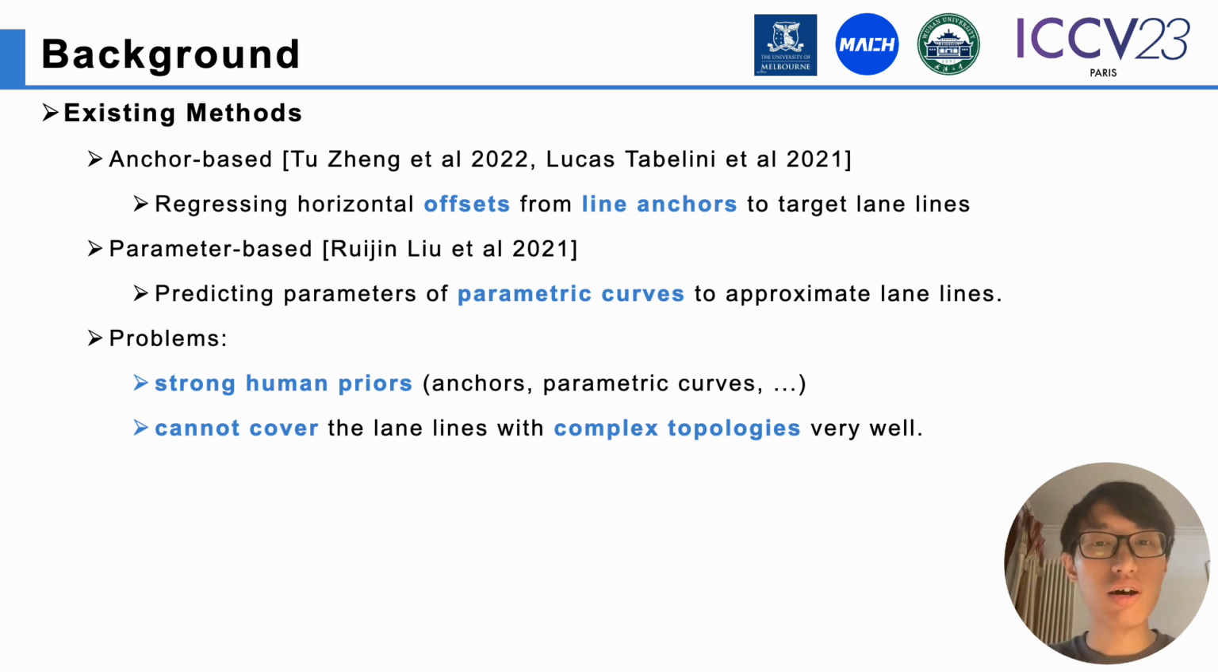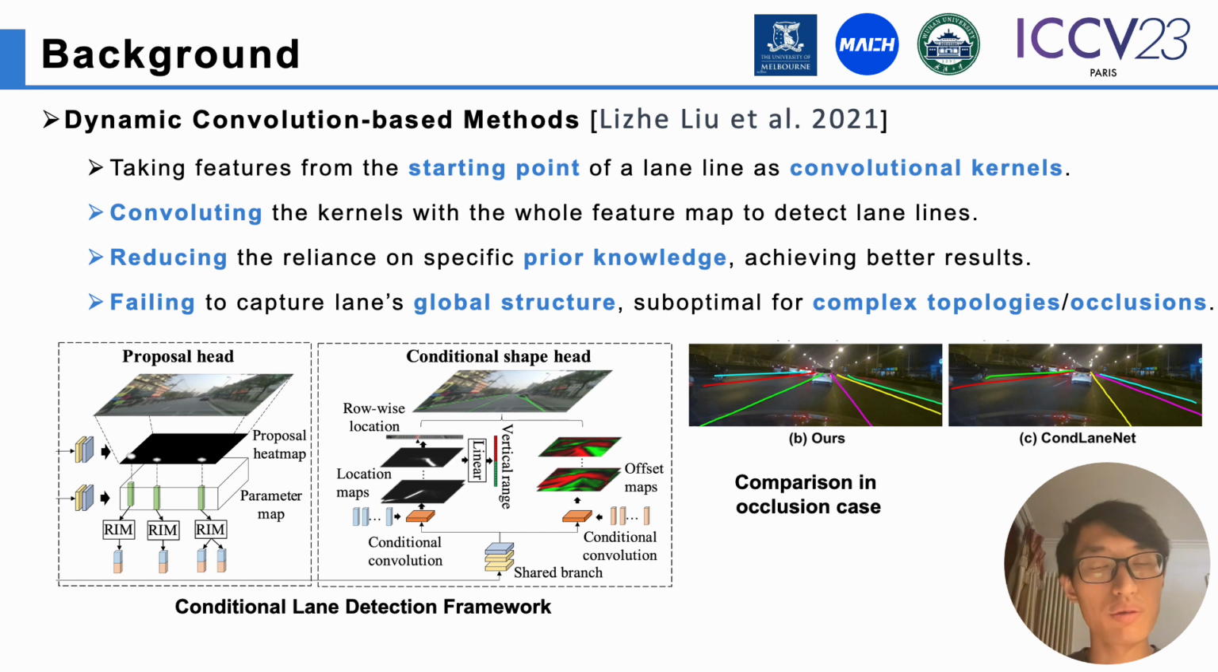complex topologies very well. Recently, dynamic convolution-based methods have shown promising performance by considering the features from some key locations of a lane line, such as the starting point, as convolution kernels, and convolving them with the feature map to detect lane lines. By reducing the reliance on specific prior knowledge, these methods can achieve better results than the previous anchor-based and parameter-based methods.